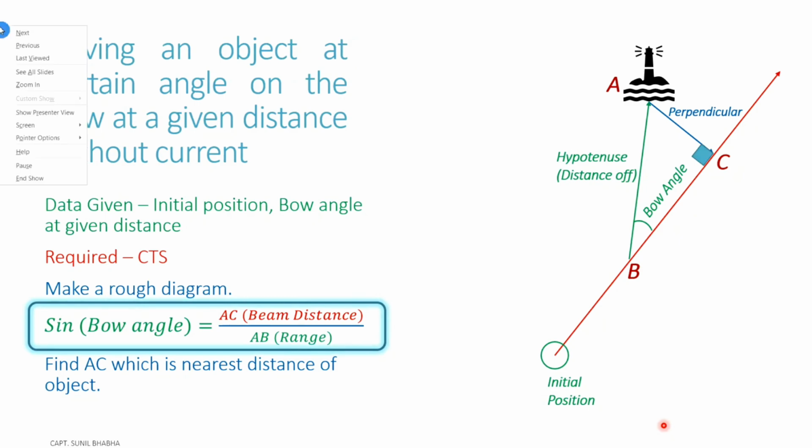Sir, in this case, as you said, we know AB, but we actually don't know that, because B is a position we have assumed, right? Beta, see, on the left side in the data given, they will tell the initial position. You know the initial position, sir? And the given distance also, sir? Right, they will give us the bow angle and they will give us the distance also, that at this distance this bow angle should be there. So this will be given to us, beta.